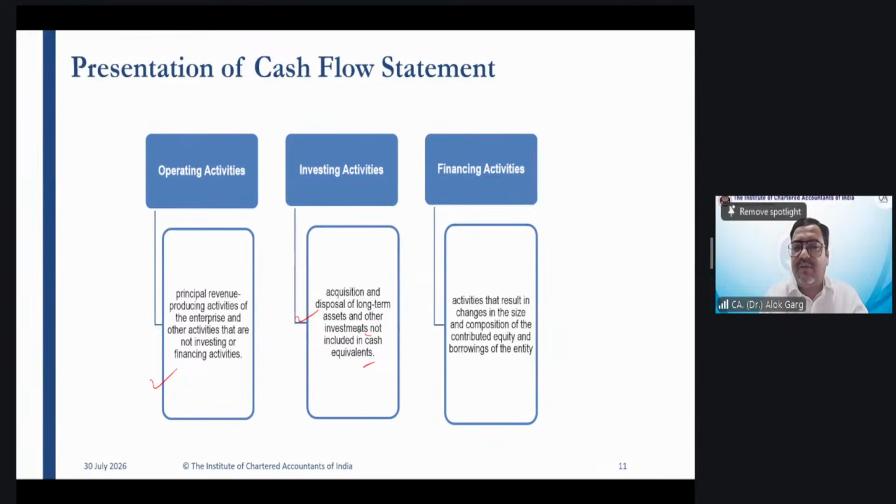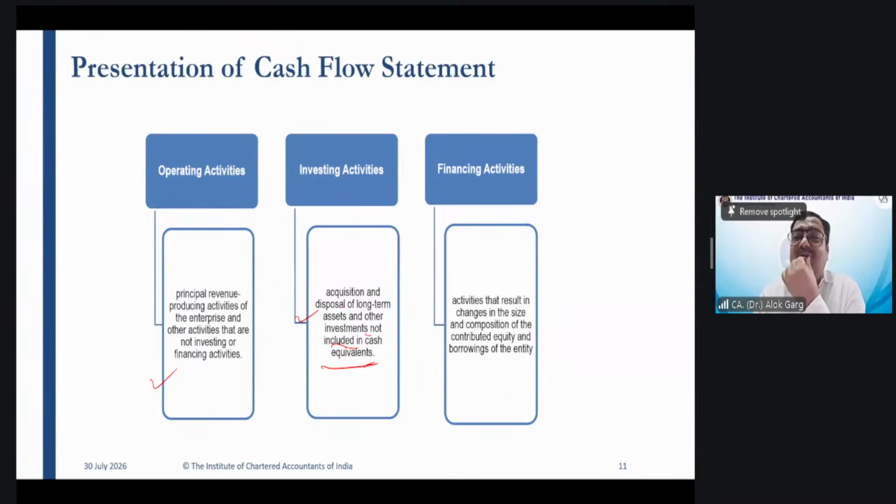Acquisition and disposal of long-term asset and other investment not included in cash and cash equivalent, right? Acquisition and disposal of long-term assets means purchase of PPE, intangible asset, biological asset, investment property, sale of PPE, sale of investment property, biological assets, intangible assets. Okay. So investment in shares, mutual funds, investment in equity shares of listed company, unlisted company, all these are part of investing activity. Interest received from loan given. Is it part of investing activity or financing activity? You have given a loan. Is it an asset or liability?